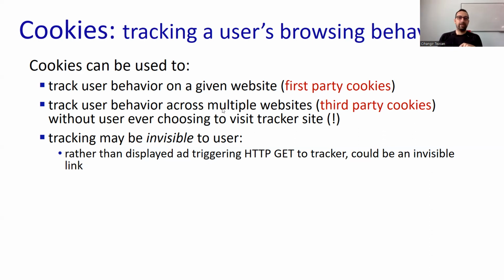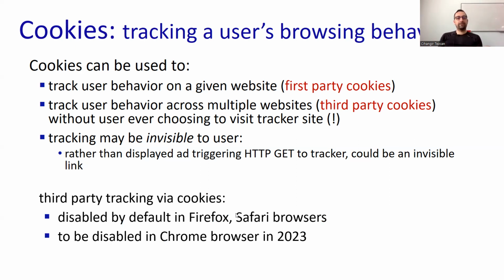So third-party cookies track user behavior across multiple web pages, because they are everywhere, without the user ever choosing to visit the tracker site. Tracking may be invisible to the user. Rather than a displayed ad, triggering an HTTP GET to the tracker could be an invisible link, right? Because you never look at all of the source code of the HTML and so on. You never know. Third-party tracking via cookies is disabled by default in Firefox and Safari browsers, and is to be disabled in Chrome browsers in 2023. But actually, it wouldn't be enough.